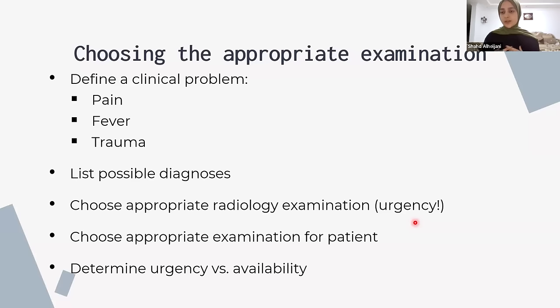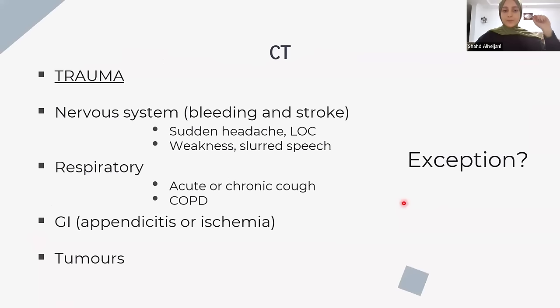So you do a chest X-ray. But usually, in cases of trauma, you do a pan CT, or basically you do a CT for the whole body to check everything is intact. There's no bleeding in internal organs, for example, laceration in the spleen, internal hematoma, intracranial hematoma, and so on. So you have to keep in mind the availability, the patient himself, and the urgency of the situation. Now, when do you use CT?